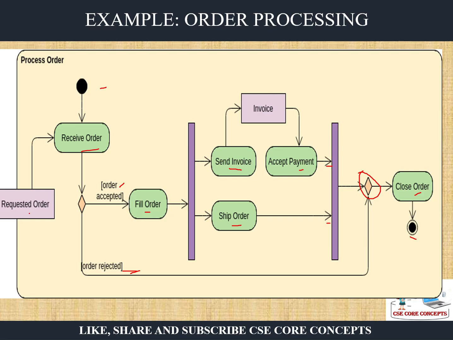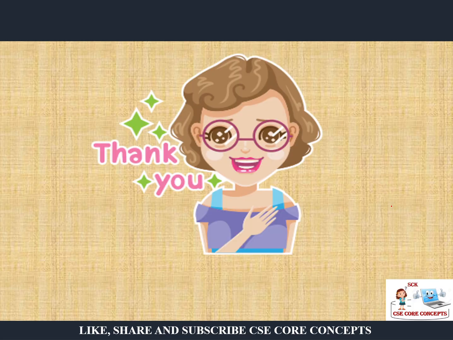So this is the requested order. The order is received, and from receive there is a decision node, which is written using a guard: order is accepted. If yes, fill the order. Send invoice; this is a fork, where multiple activities are taking place. And this is how you process the order. I hope you understood how to draw an activity diagram. You can go through more examples like this, and try drawing activity diagrams on your own.